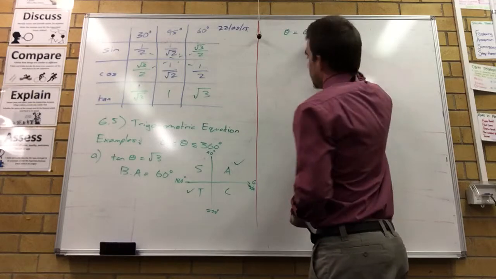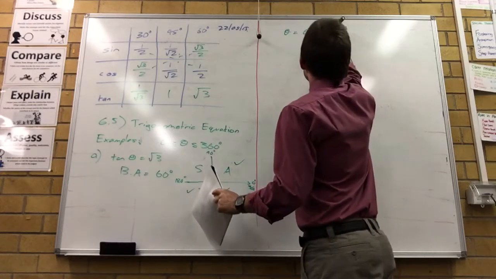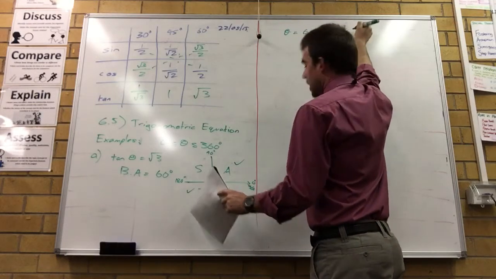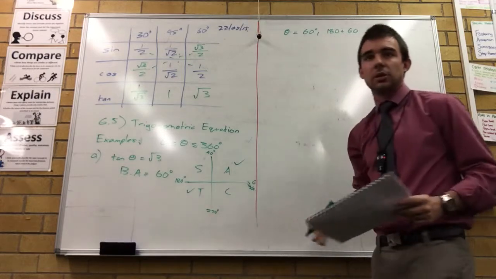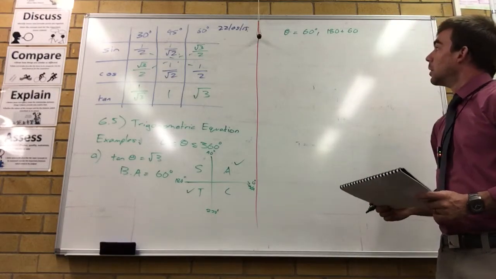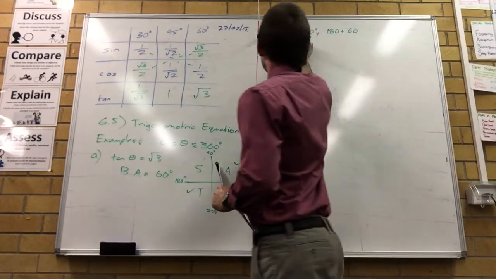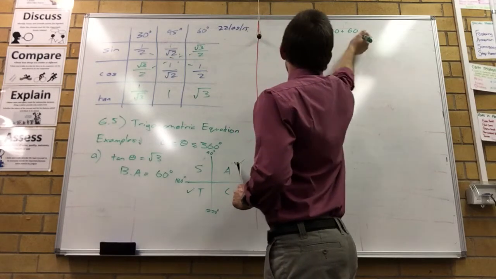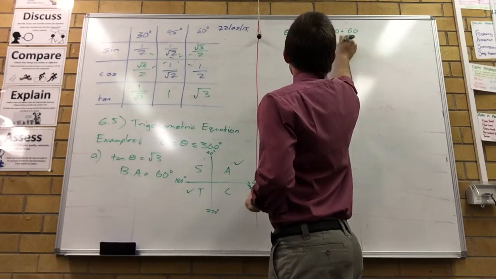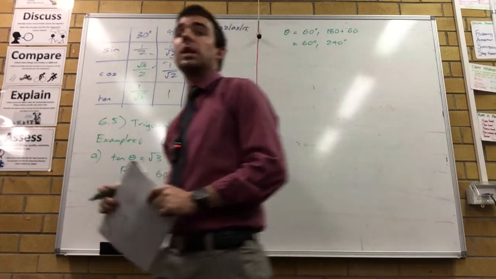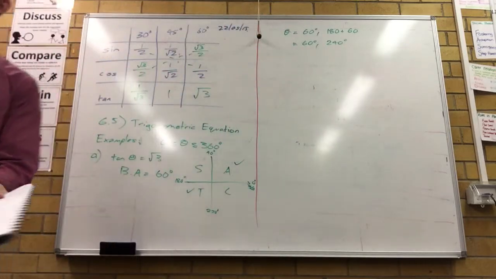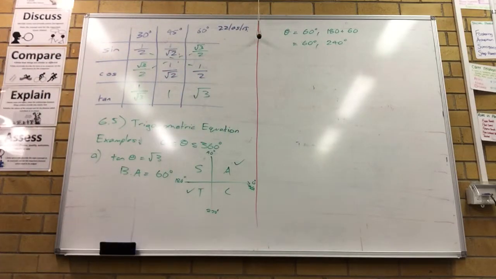So it's going to be 60 degrees, and an angle in the third quadrant is going to be 180 plus the basic angle, 60 degrees. Okay, so theta equals 60 degrees, and 180 plus 60, so 240, will also equal root 3. Alright, and that's all our solutions for that value.